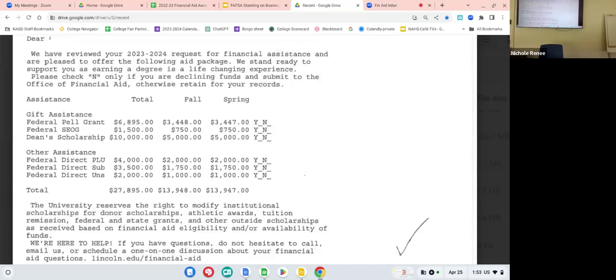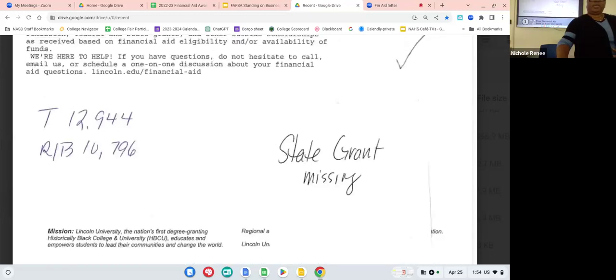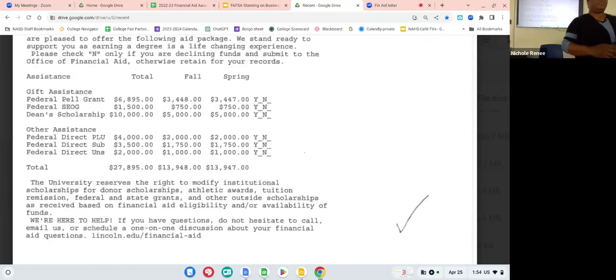Something's missing. If the student was eligible for the full Pell Grant, what else should they have? State. Yes, they should have had a state grant, but it is missing. So I also sent them an email and said, yo, this is missing. Can we fix this, please? Okay. So we sent that email out. So I think we did some math on here. State grant missing, work study missing, blah, blah, blah. Okay. Any questions about this one?